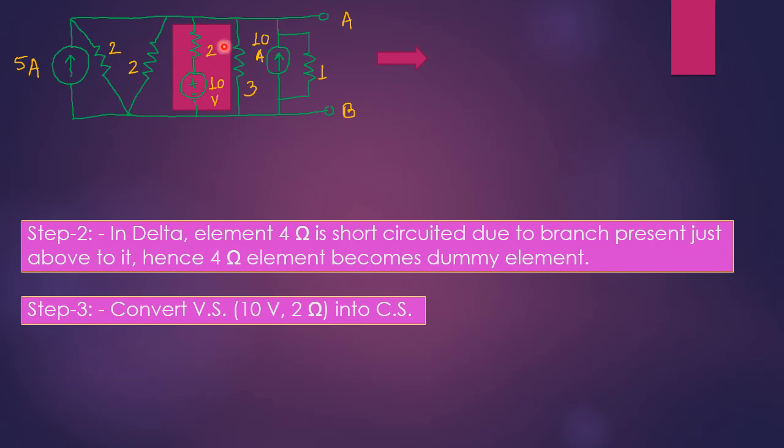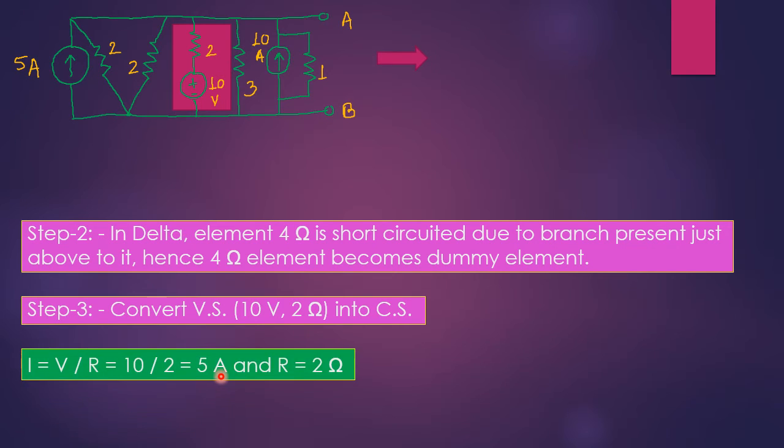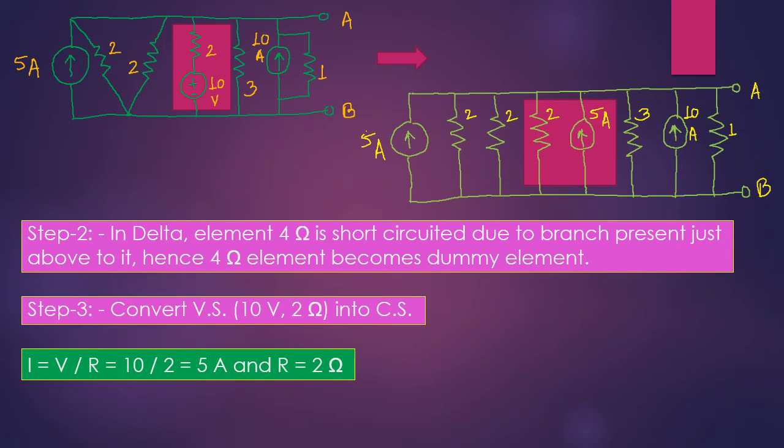Okay, so now step number 3. Convert this voltage source of 10 volt, 2 ohm into a current source. What is the equation involved? Current is equal to voltage upon resistance. So voltage is 10, resistance is 2, which gives you 5 ampere. When we find the current source, we have to find the internal resistance, which is the same as the internal resistance of the previous source. In the voltage source, the resistance is 2 ohm. So the circuit is this one, the conversion of voltage source to current source.